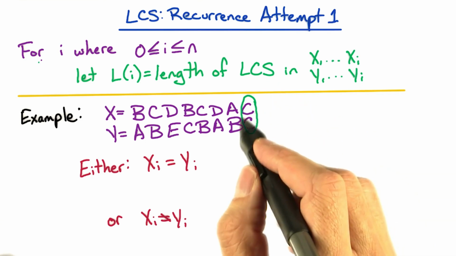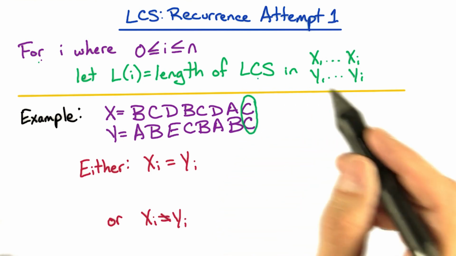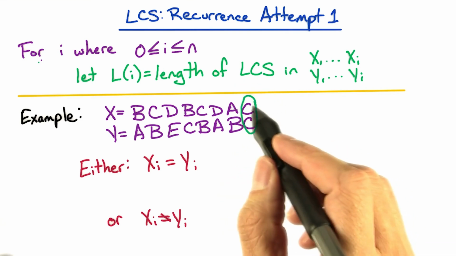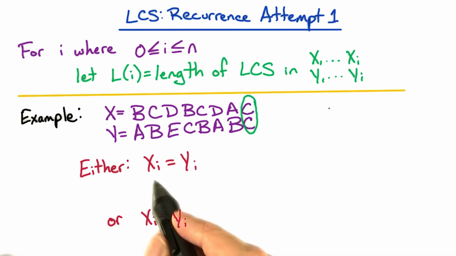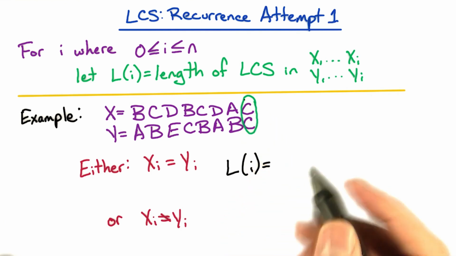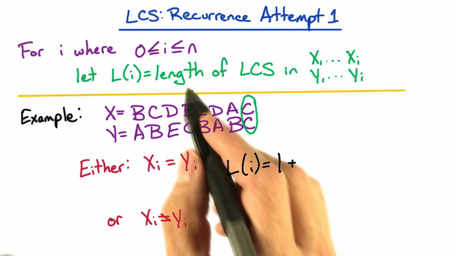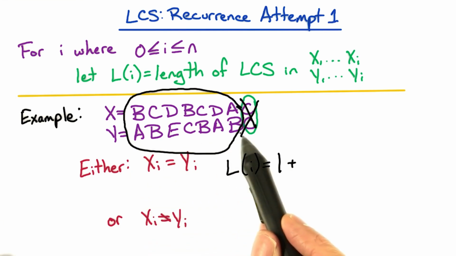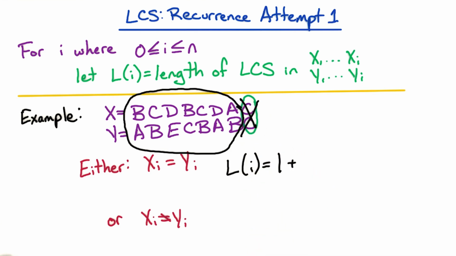Well, then I can append on this common character, and I get a longer subsequence. So therefore, the longest common subsequence must include this last character. So in this case, where xi equals yi, what do we know about L of I? We know that the longest common subsequence includes this last character, so we get 1 in the length for that common character. And then we can simply drop this last character, and then we can take this input sequence of length I minus 1. And we can take the longest common subsequence in this input sequence of length I minus 1 and append on this common character c.